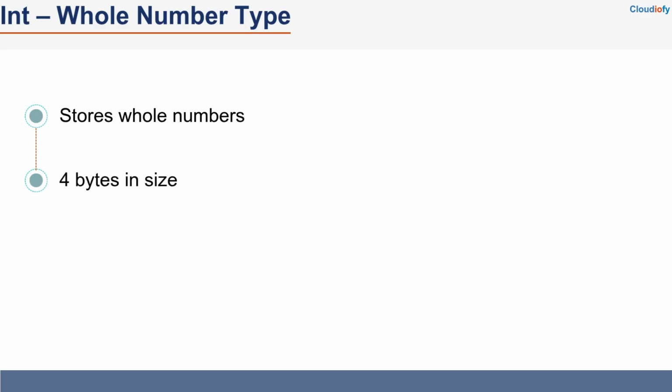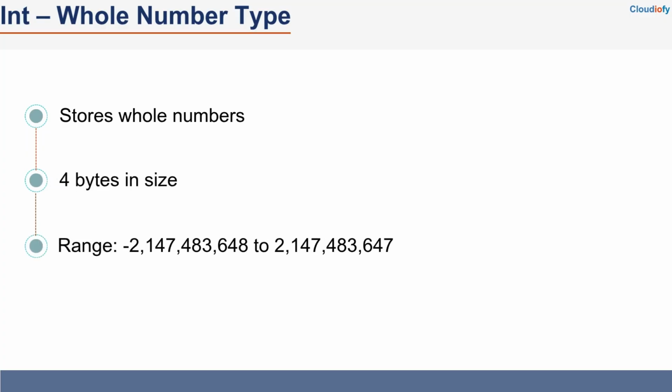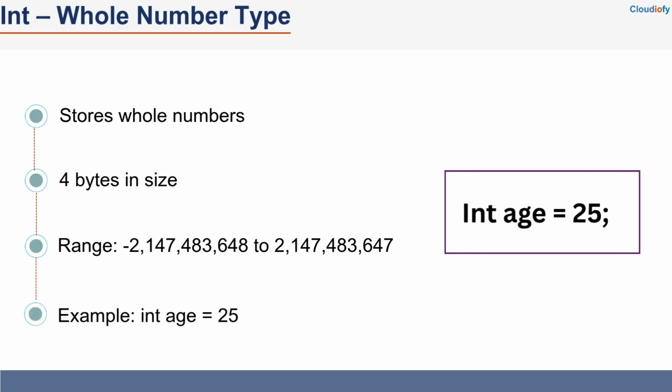Integer, whole number type. The int type is used to store whole numbers in C#. It takes 4 bytes and can store numbers from minus 2,147,483,648 to plus 2,147,483,647. For example, int age equals 25.